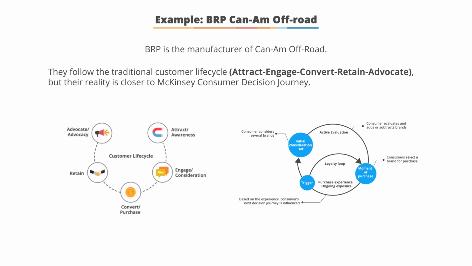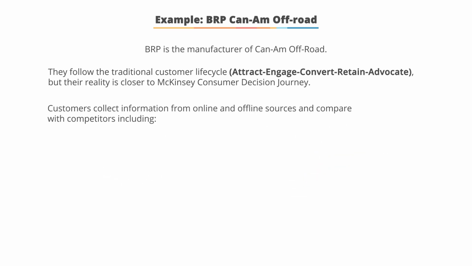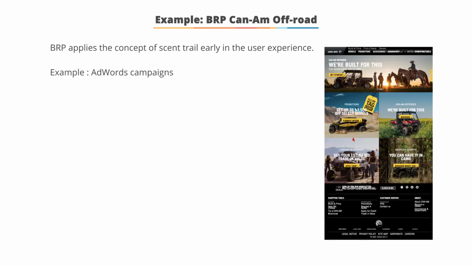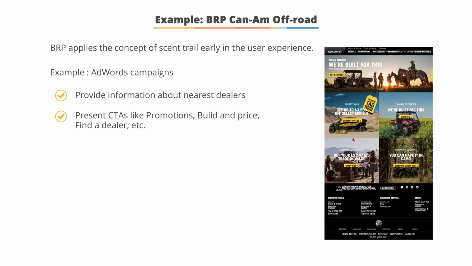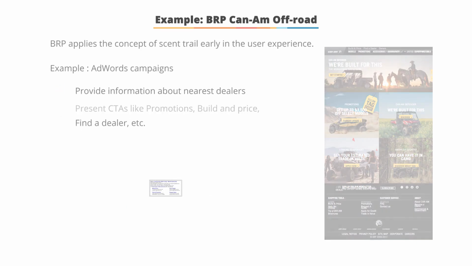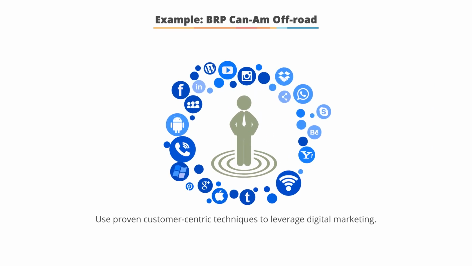People shopping for this type of vehicle are gleaning information from multiple sources, online or not, and exploring other compelling brands like Honda ATVs, Polaris Off-Road, or John Deere Gator utility vehicles. The concept of scent trail applies early on in the user experience, such as Google AdWords campaigns, which will automatically provide info about the nearest dealer and present specific call to action like build and price, promotions, find a dealer, and such.